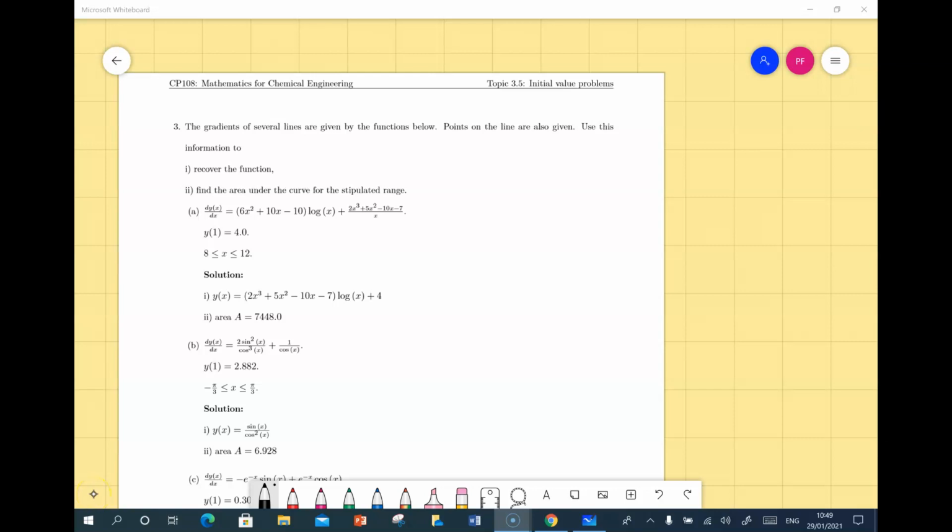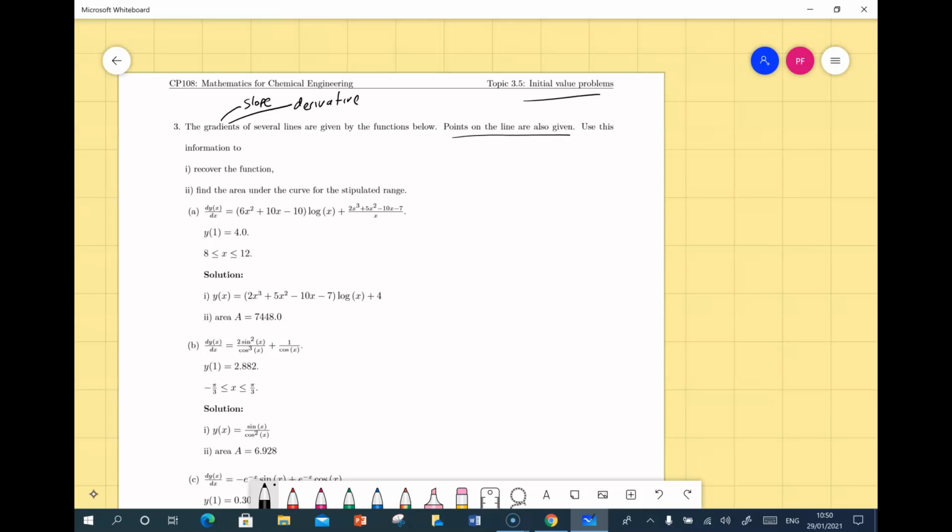Okay, so we're looking at topic 3.5, initial value problems, question 3a. The gradients of several lines are given in the functions below. When they say gradients, they mean slope, and by slope, they mean the derivative. So they're giving us the derivative.